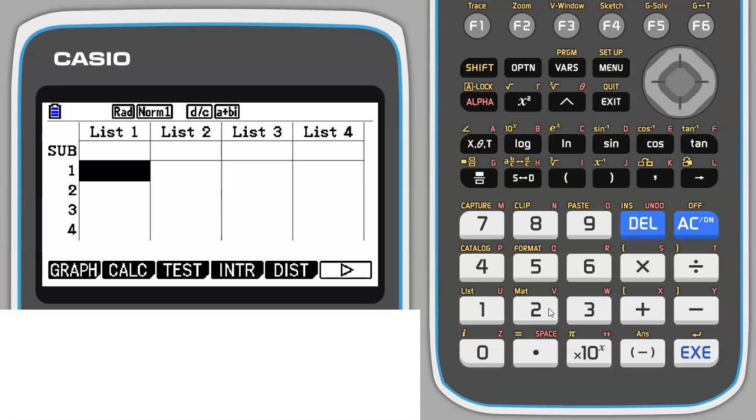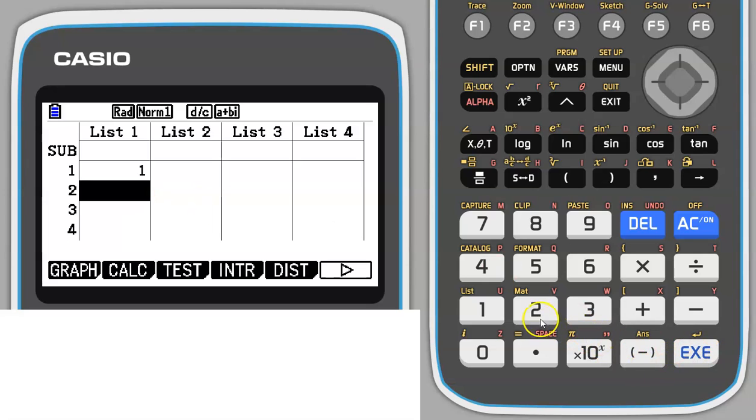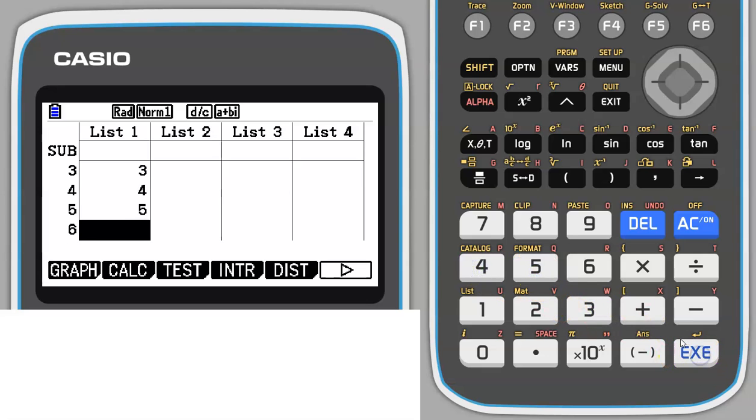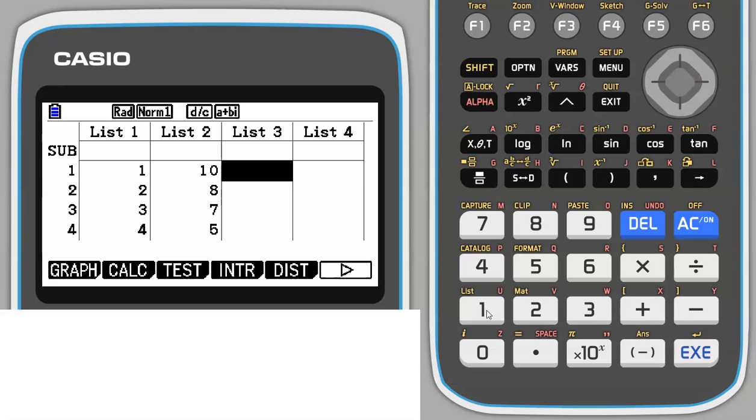Here we have some lists of data, or you can put some lists of data in. I'm just going to put in some data really quickly. All you need to do is type in the number, press execute, it'll go down to the next number, and so on and so forth. I'm just going to put in a handful of numbers here, and then some more numbers. This is all made up data. You would obviously be trying to get some real data to work with.